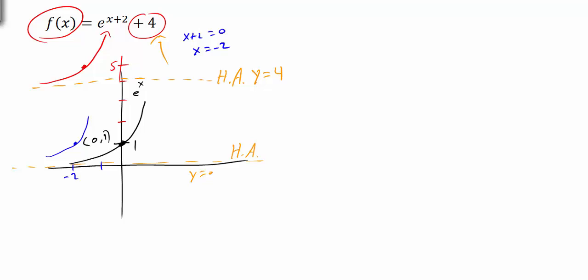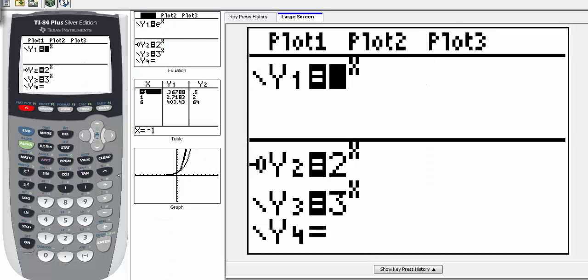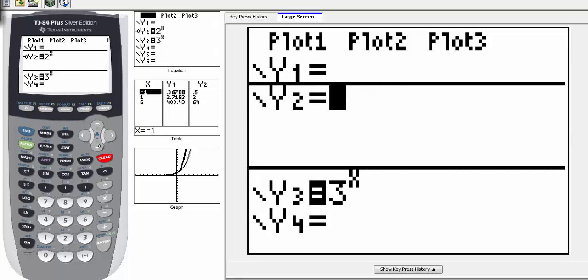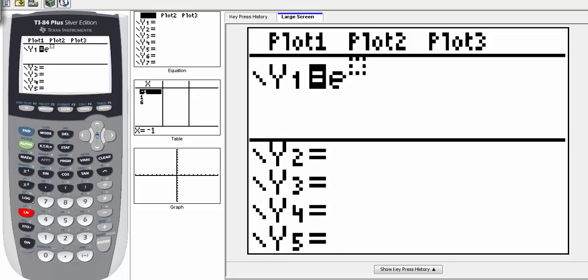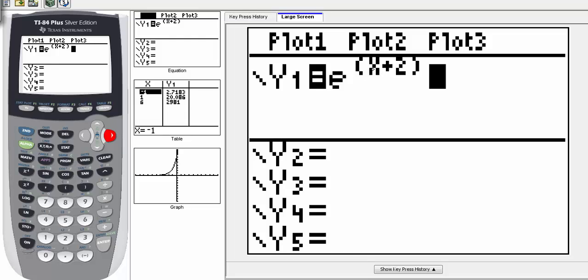Okay, and if we go to the calculator, we could look at this. If we were to graph e to the x plus 2, so let's clear out the other graphs here. If we go up and we graph e to the, now it depends on the calculator here, you may need to actually put parentheses for the x plus 2 because you want to make sure the calculator knows that you're raising the entire x plus 2 as your exponent, and then close the parentheses, and then we have the plus 4 on the outside of the parentheses.